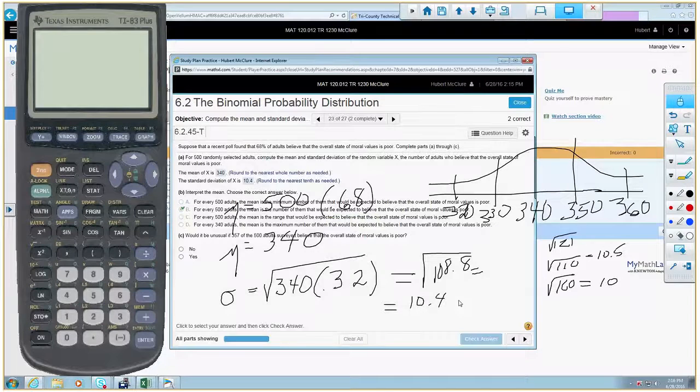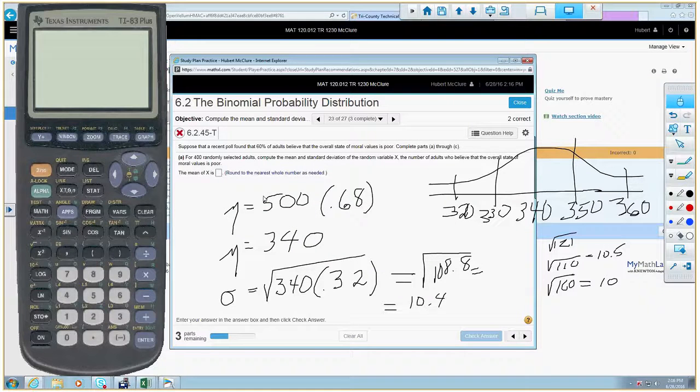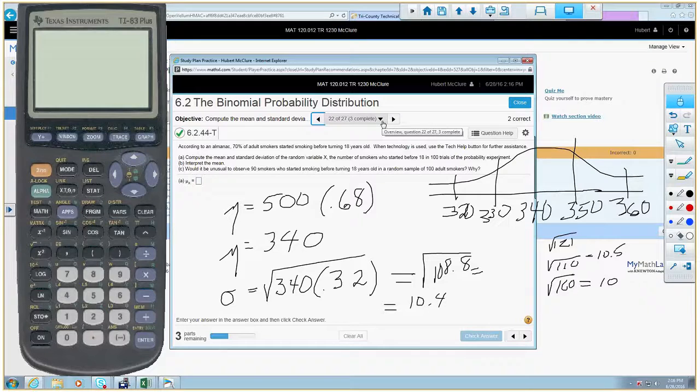Okay. Would it be unusual? Well, remember, what's our numbers? 320 to 360. What's that number? Is that normal? Yes. And you feel good about yourself. Oh, we do not. What did it do? Well, somebody tell me what I did wrong.